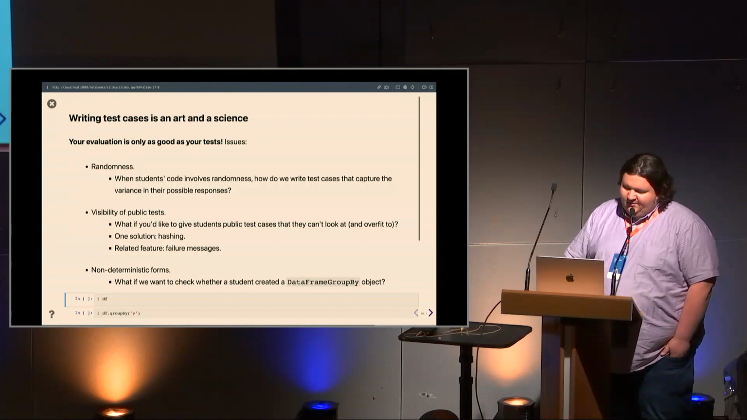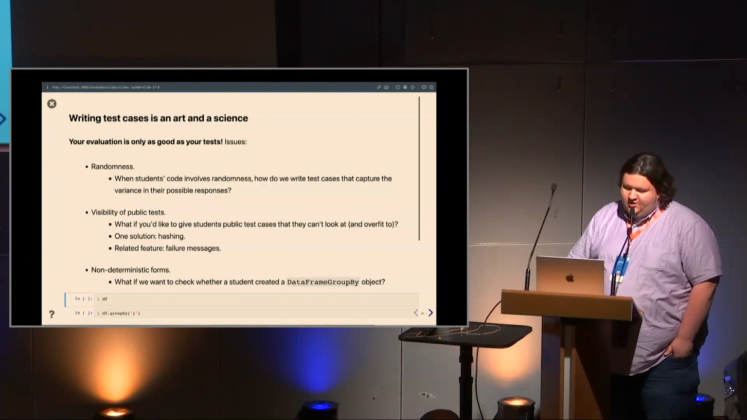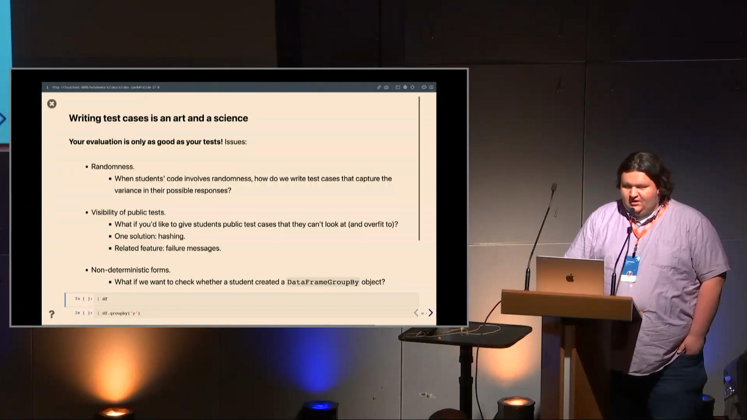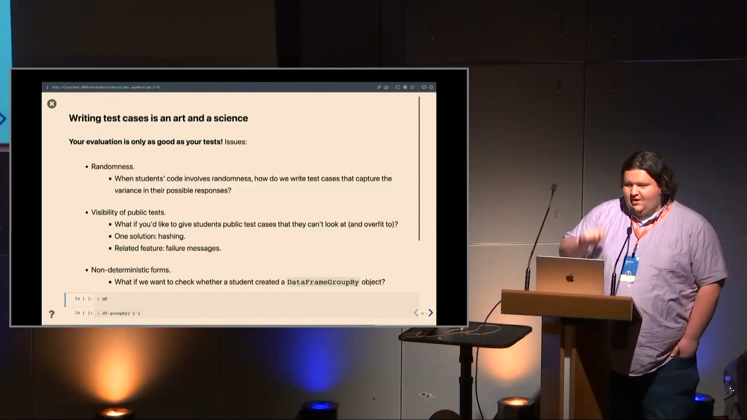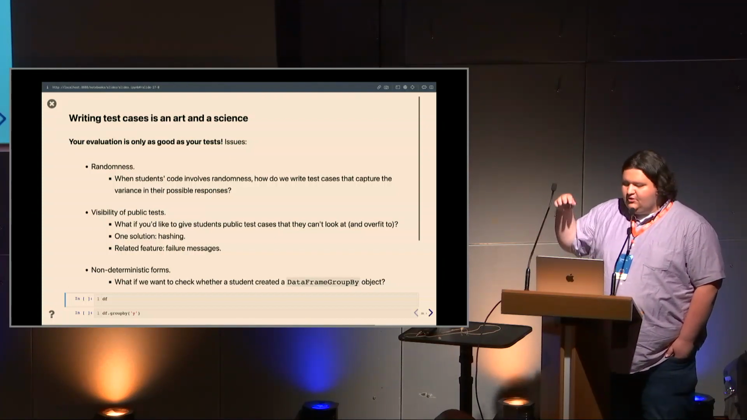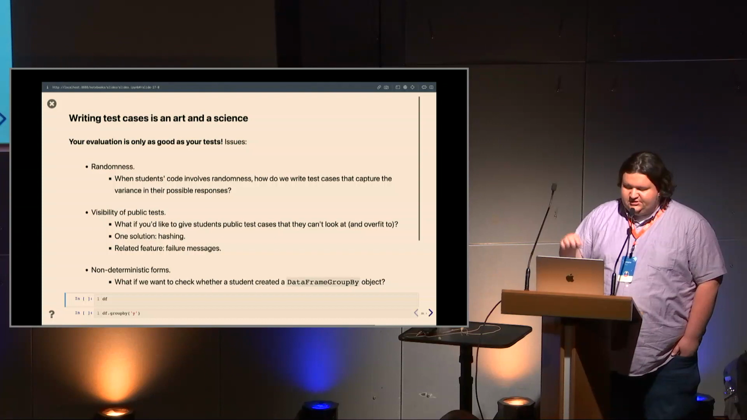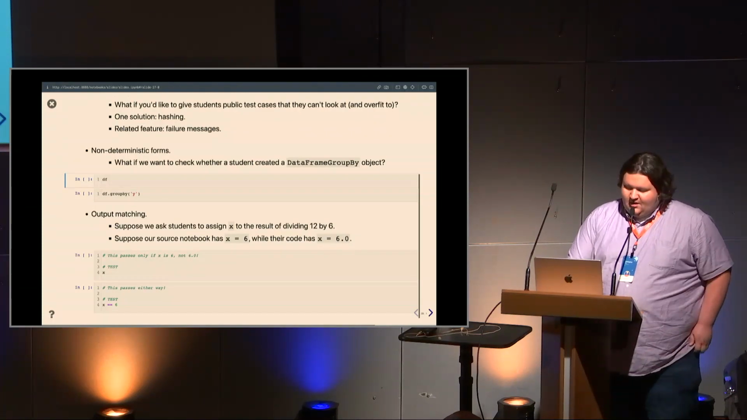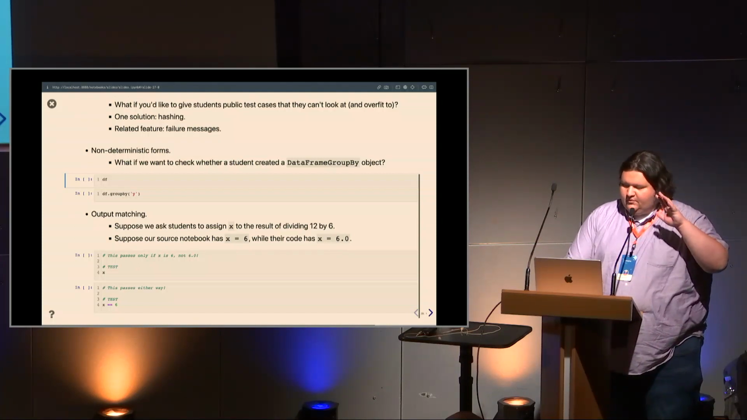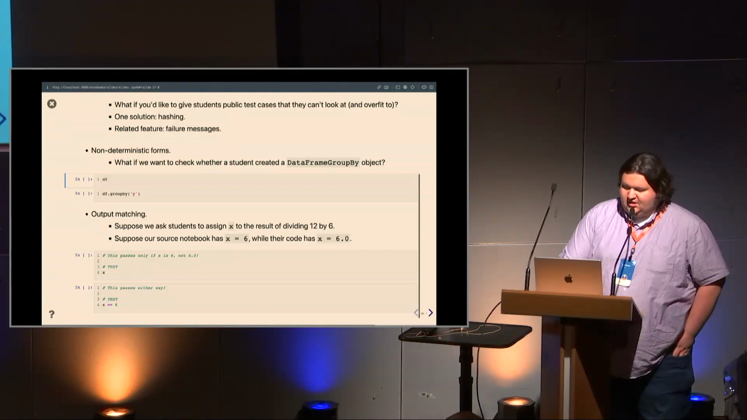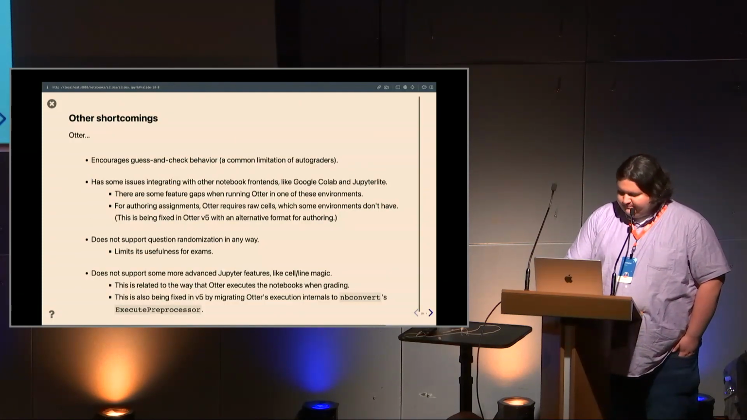The visibility of public tests. So, for example, if you want to have public tests distributed with a notebook, but you don't want students to be able to go and read the public test, as I did earlier in the example, and say, oh, this is looking for the number 129, why don't I just return that? You can do things like hashing. You can also have success and failure messages that are shown to students along with your test cases. But this is still an issue. And there are also some issues around the way that Otter does tests, because it's using doctests internally, so you're comparing the string representations of objects and not their actual values, and things like that.